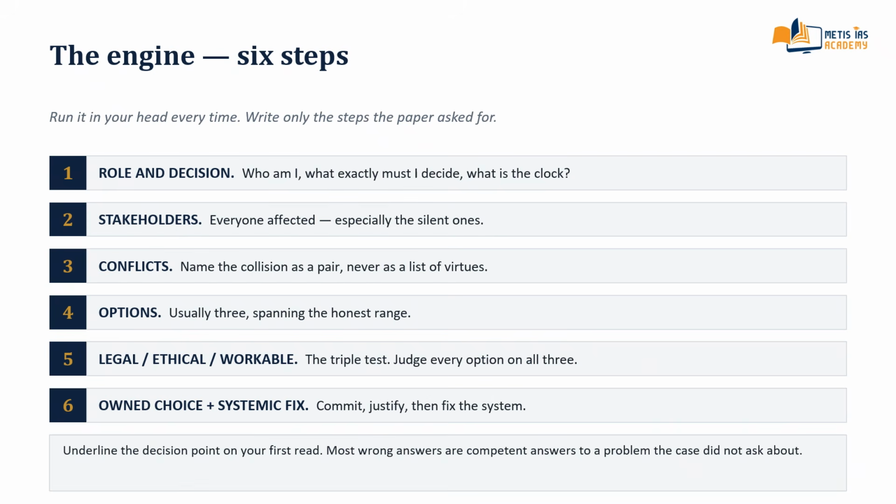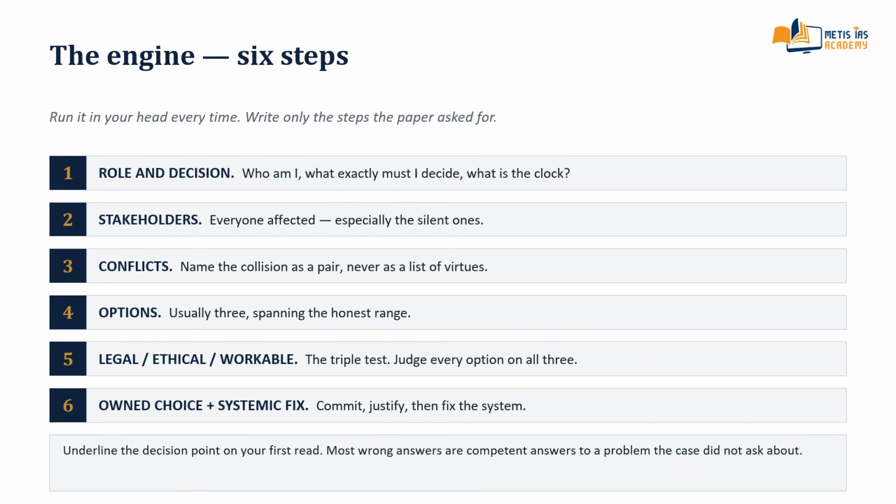This unit gives you 1 engine, not 3. If you have collected competing step sequences from different sources, discard them now and keep this. Under the clock, a candidate with 1 engine writes while a candidate with 3 chooses. Everything in the next unit, the archetypes, is the engine with the weighting changed. So what is the engine?